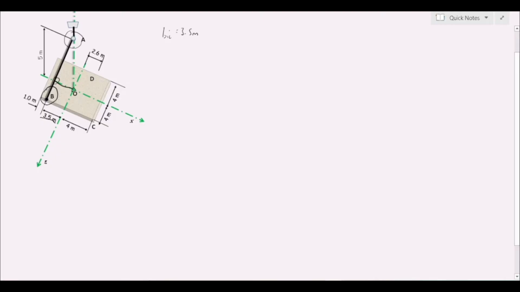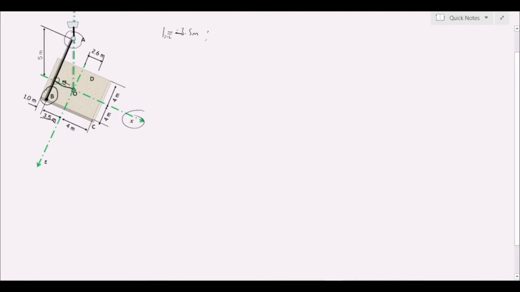But there's also something that is important, the sense. If the force has moved from 0 to A, one can easily tell that it's moving in the opposite direction to the x-axis. That is moving to the left, and the x-axis is pointing to the right. So we have that bx is equal to minus 3.5 meters.